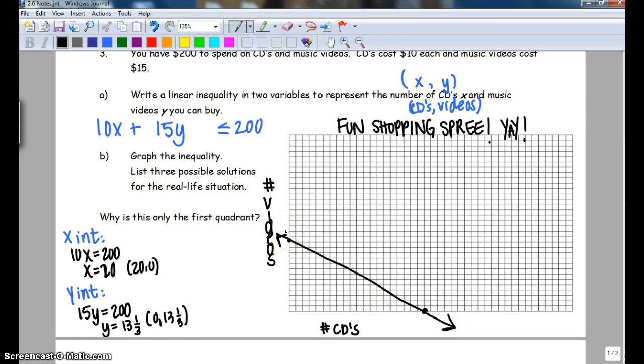All right, now, technically speaking, because this is a real life situation, even though our line would extend, we can't actually use the part that goes into the negatives because we can't buy negative videos or negative CDs. So you could get rid of this line extending or make it dotted.